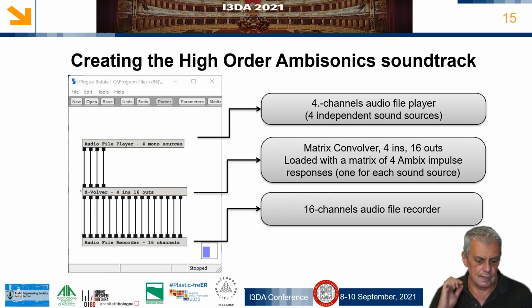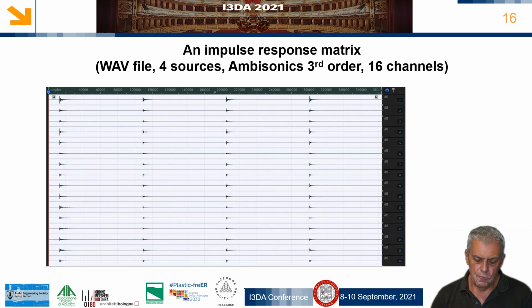For making this high-order ambisonic signal, you need to convolve each source. In this case, we have 4 mono sources, like a quartet playing on stage, and an impulse response has been measured or calculated with a computer for each source position. So each source signal is convolved with the corresponding third-order ambisonics impulse response, and the result is a 16-channel third-order ambisonics signal.